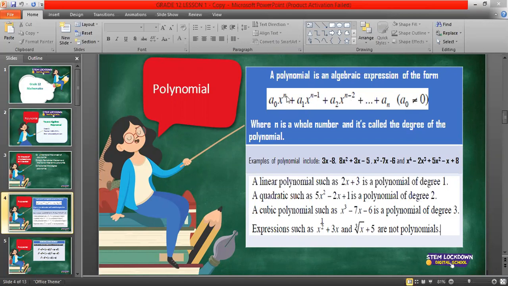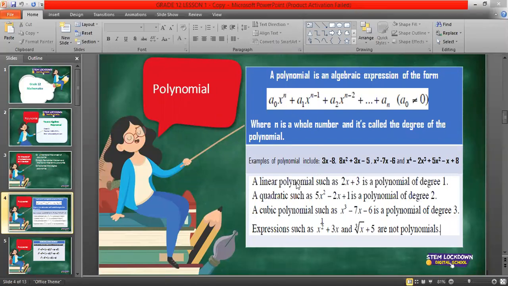Okay, and then we talked about n. We said n is referred to as the power, the degree of the polynomial, where n must be a whole number. It's called the degree of the polynomial. So the value of n has to be a whole number, it shouldn't be a fraction. For it to be a polynomial, n must be an integer, a whole number.